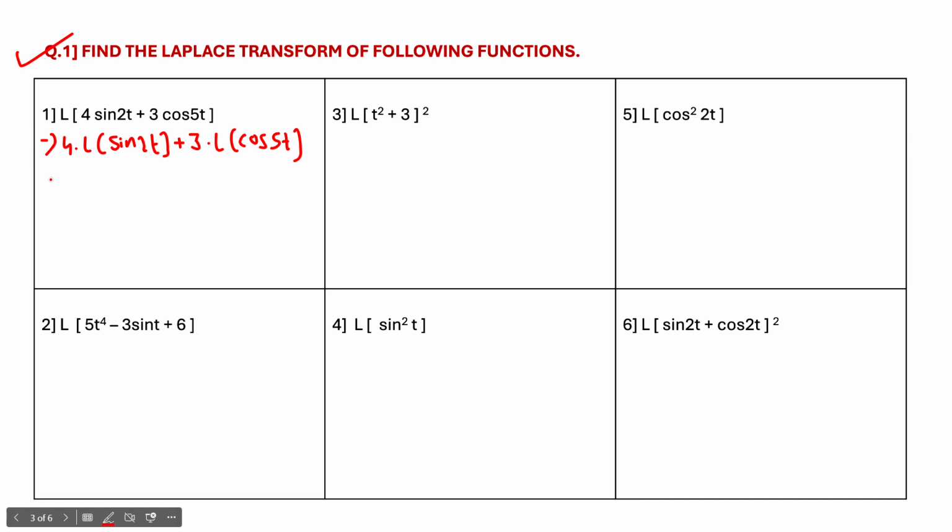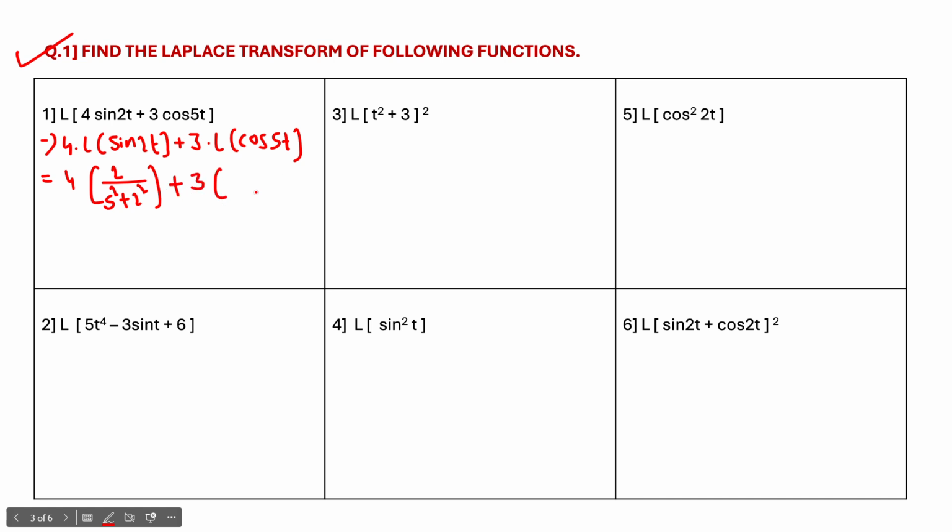Is it clear? What you have to do, you have to keep the constant term outside and apply Laplace to both the terms separately. Now 4 keep it as it is in bracket. Now we have Laplace of all terms like sine 2t. Laplace of sine 2t is 2 upon s square plus 2 square, right? a upon s square plus a square. Here a means 2, okay? Plus 3 keep it as it is.